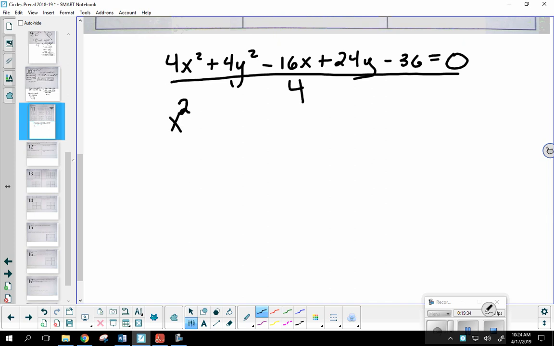All right, good. Remember, in order to complete the square, you have to have a 1 in front of your quadratic term, 1x squared, 1y squared. So he's dividing everything through by 4.